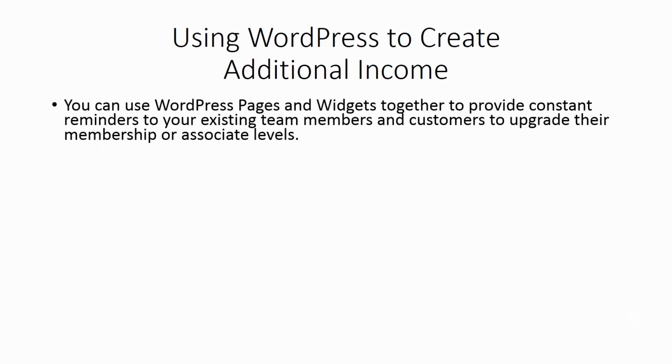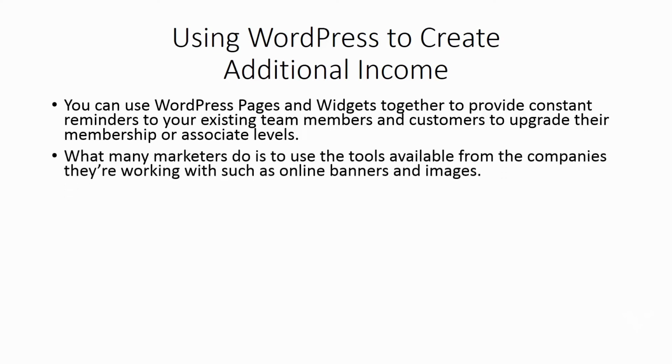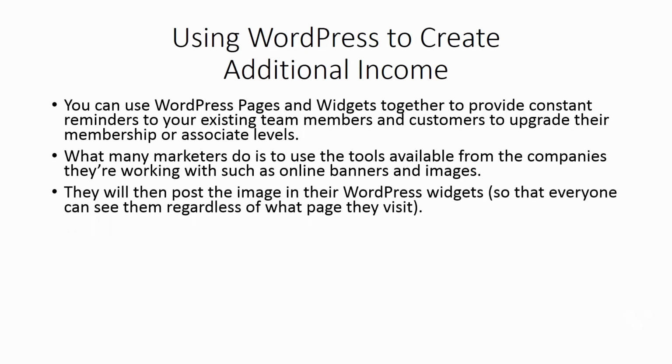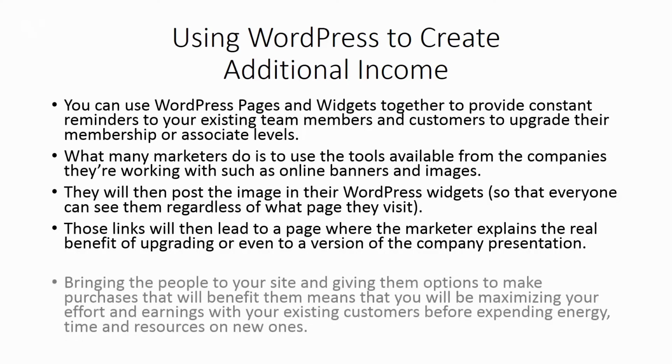You can use WordPress pages and widgets together to provide constant reminders to your existing team members and customers to upgrade their membership and associate levels. Now, what many marketers do is use the tools available from the companies they're working with, such as online banners and images. They will post the images in their WordPress widgets so that everyone can see them regardless of what page they visit. Now, those links will then lead to a page where the marketer explains the real benefit of upgrading, or even to a version of the company presentation.